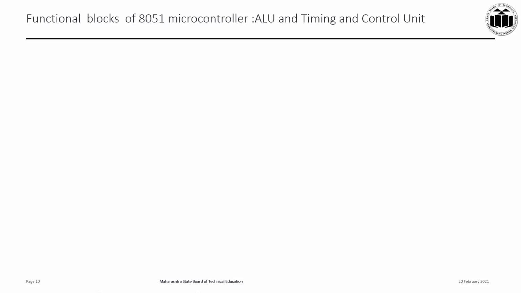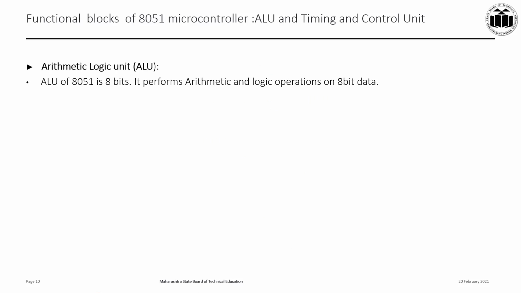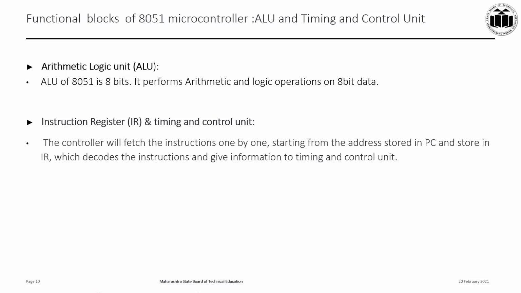So, starting with the first functional block, which is the arithmetic logic unit. The arithmetic logic unit is of 8 bits. It performs the arithmetic and the logical operations on the 8-bit data. The instruction register and the timing and control unit. The microcontroller will fetch instructions one by one, starting from the first instruction, which is stored at the address pointed by the program counter, and store it in the instruction register. It will decode the instruction and give information to the timing and control unit.